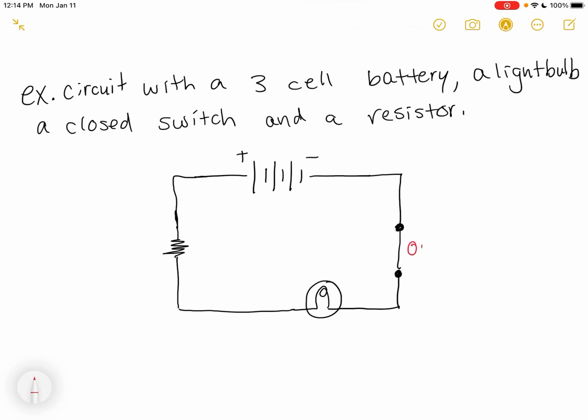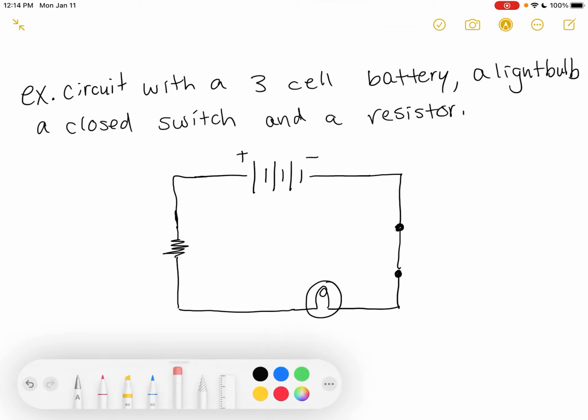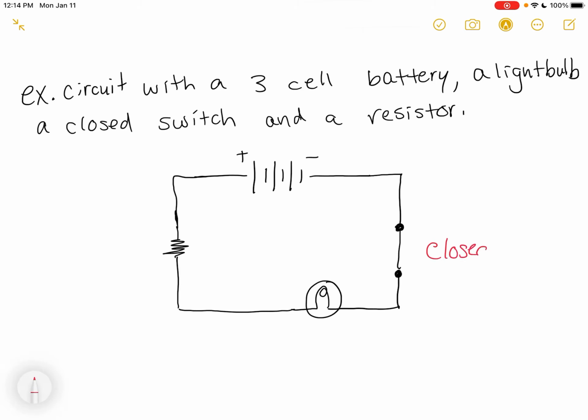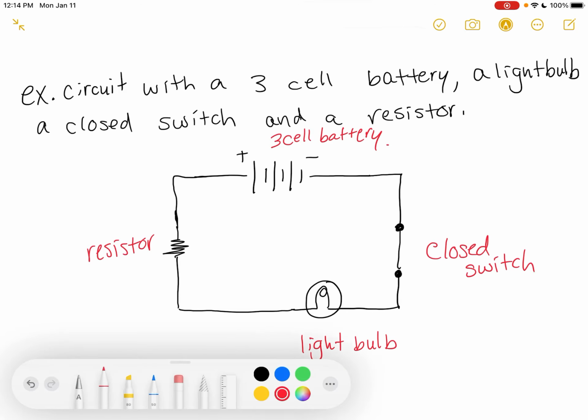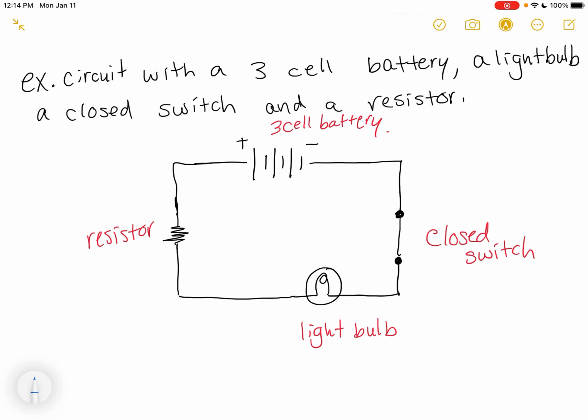Okay, so this is our open switch. Oh, sorry, that's a closed switch. We said we wanted a closed switch. So our closed switch, we have our light bulb, we have our resistor over here, and then we have our 3-cell battery. Okay, so electricity flows through the circuit, okay?